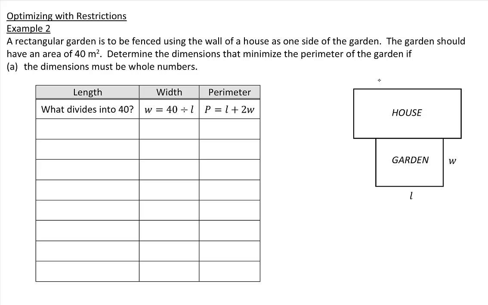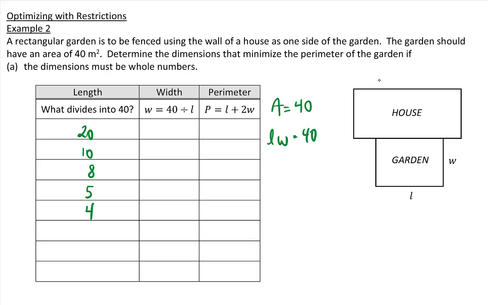Remember that the area we know is 40 meters squared, and that area equals length times width. If I want to find ones that are whole numbers, I need to find numbers that divide into 40. We could start with 40, but let's start with 20. We could then go to 10. The next numbers that would go into 40 are 8, then 5, then 4, then 2, and so on.